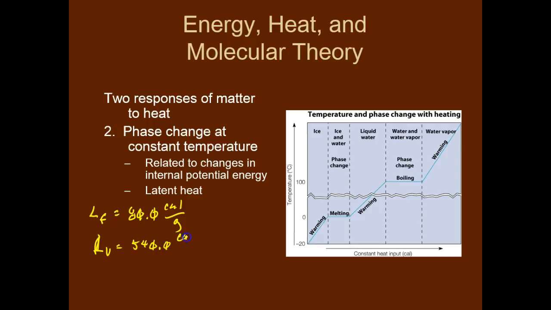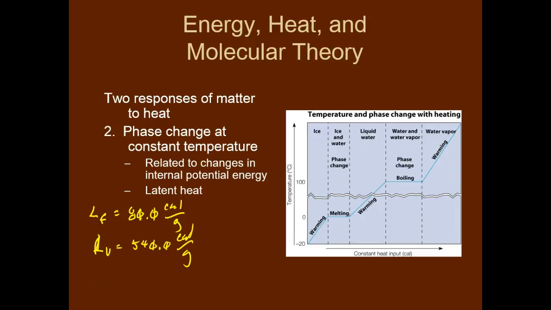540.0 calories per gram. So you see it takes even a lot more heat to break that strong cohesive bond that water molecules have for each other than it does to break the crystalline bond the ice has holding it together. Quite a bit more. Okay?